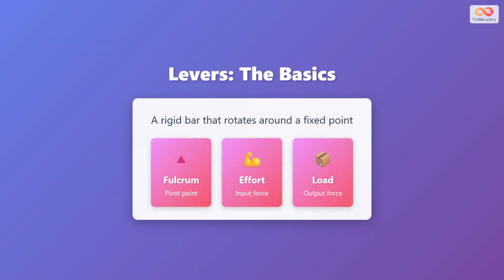A lever is a rigid bar that rotates around a fixed point. Every lever has 3 key components. First, the fulcrum, which is the pivot point around which the lever rotates. Second, the effort, which is the input force you apply. And third, the load, which is the output force that moves the object. By changing the position of these 3 components, we can create different types of levers with different mechanical advantages.